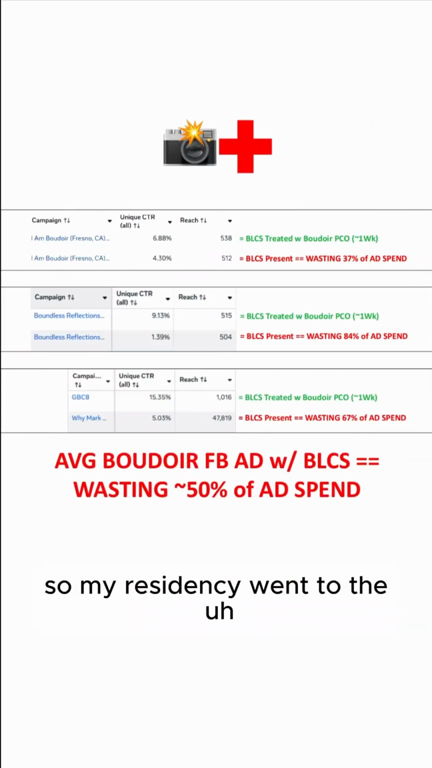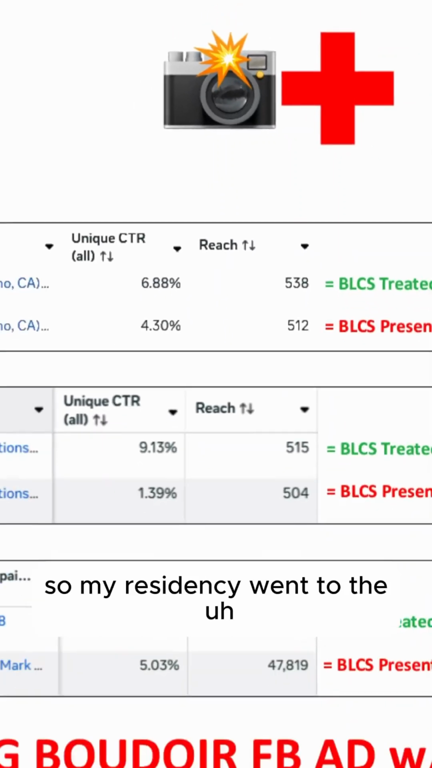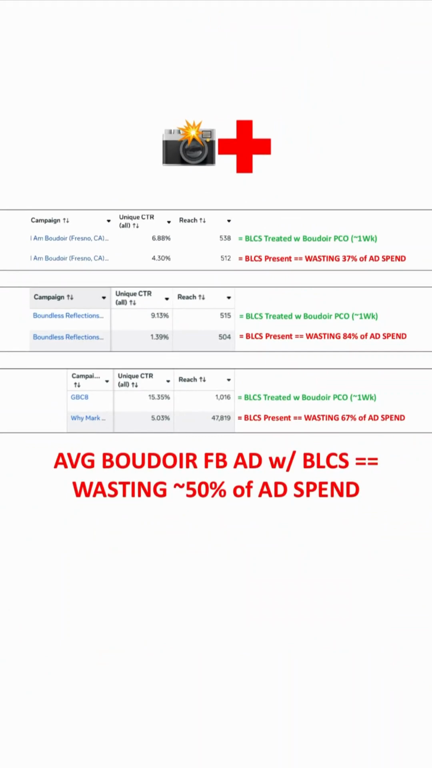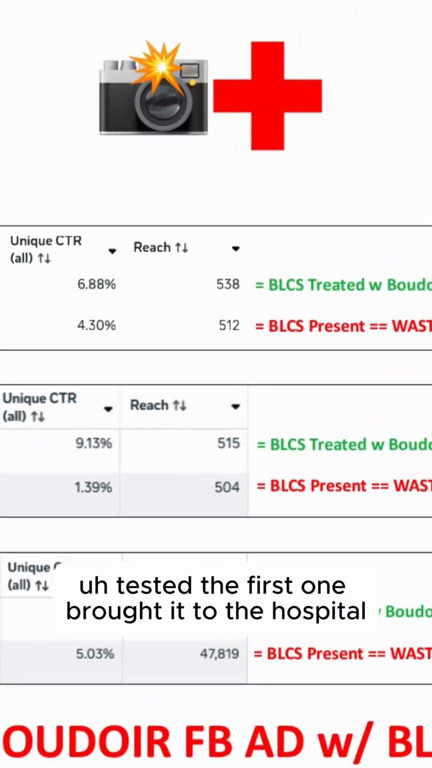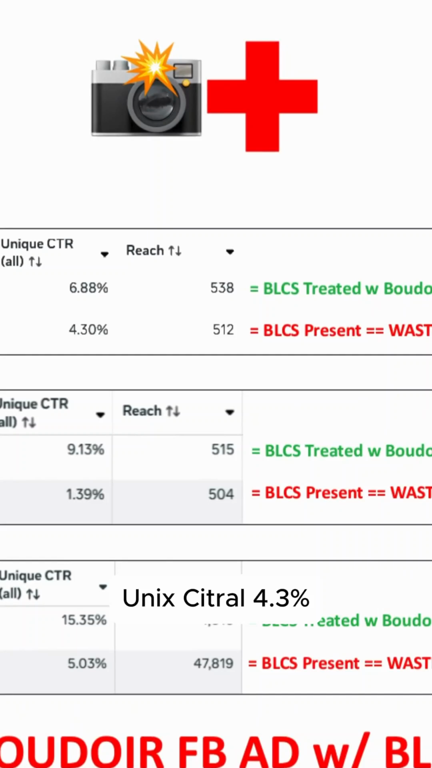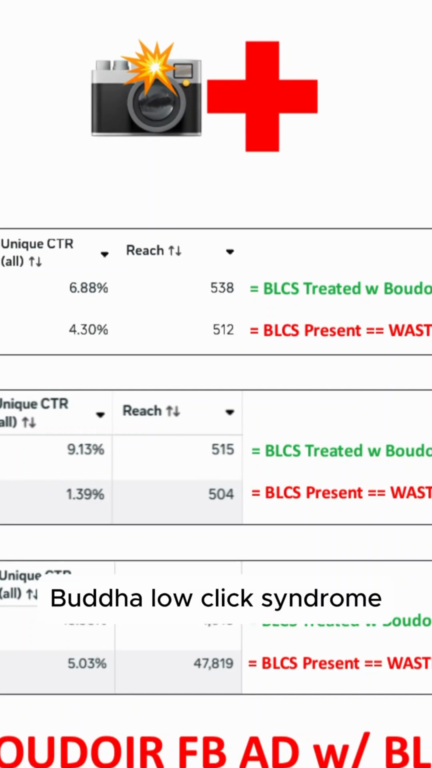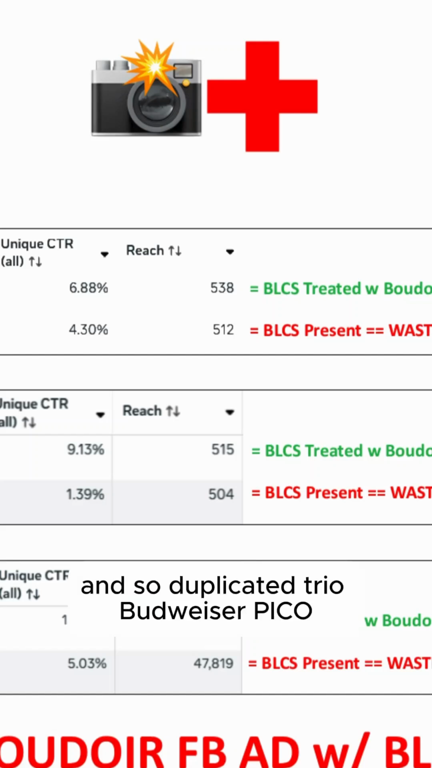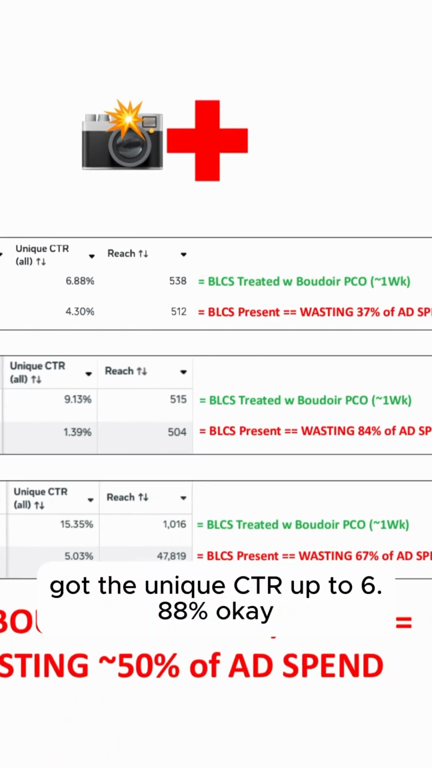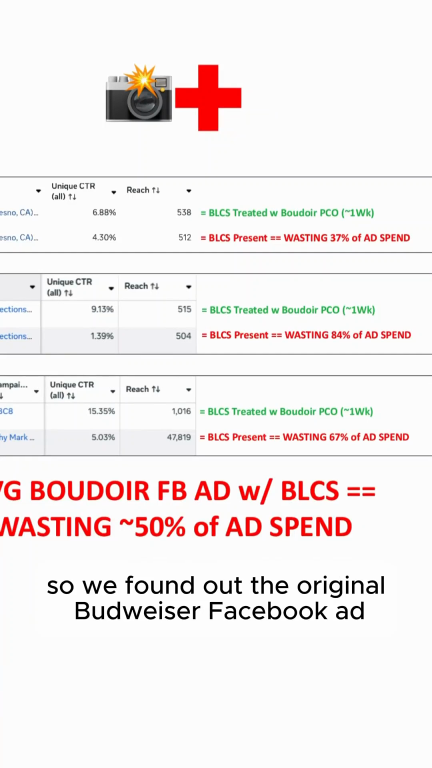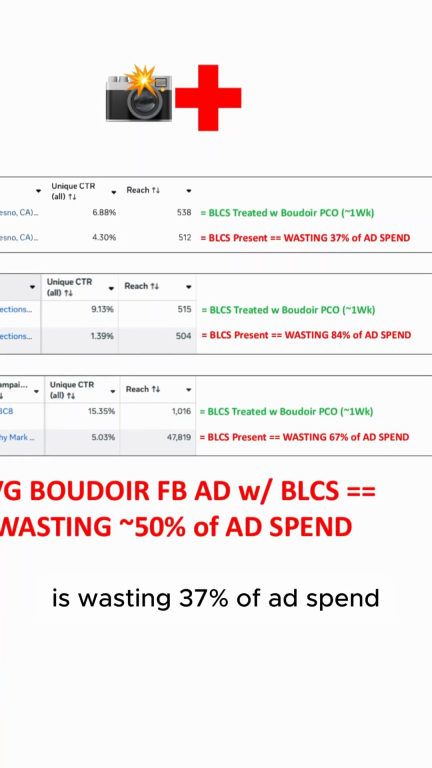So in my residency, I found some Boudoir Facebook ads out in the wild. Tested the first one, brought it to the hospital: unique CTR 4.3%. So BLCS is present, because unique CTR is under 6%. Boudoir low click syndrome. So we duplicated it, treated it with Boudoir PICO, and got the unique CTR up to 6.88%. We found out the original Boudoir Facebook ad was wasting 37% of ad spend.